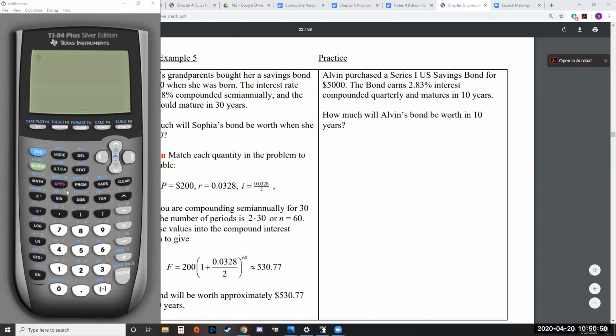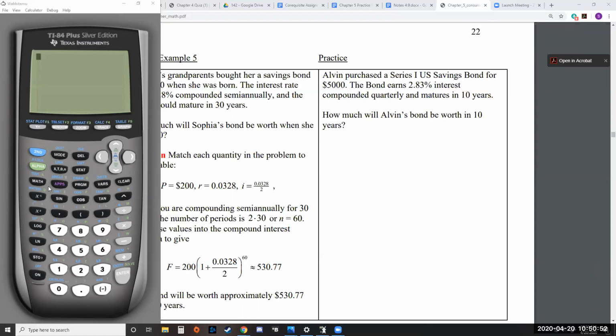So to get to the TVM solver on your calculator, you're going to press this apps button in the middle, first option finance, and first option TVM solver. There's a bunch of stuff here, and I'm going to run through what each of them represents real quick. So N is the total number of compounding periods. It's the same thing that N represents in the problem. So if your problem is compounded quarterly, N is the total number of quarters. If your problem is compounded monthly, it's the total number of months, and so on.